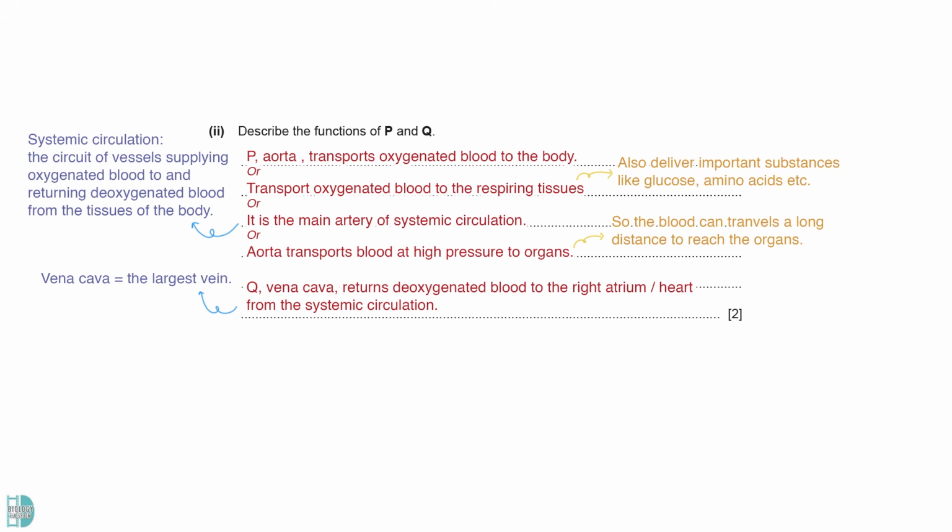Vena cava is the largest vein. It returns deoxygenated blood to the heart. The blood has a low pressure and is delivered to the right atrium.